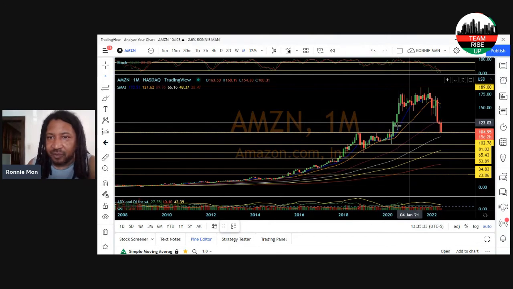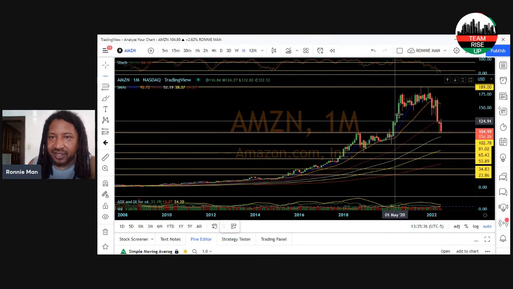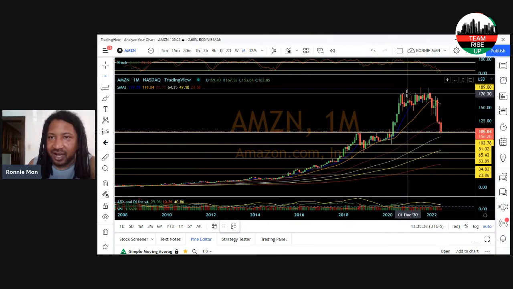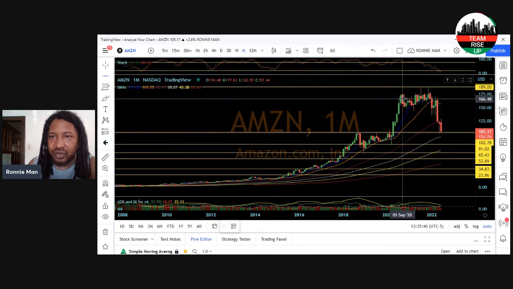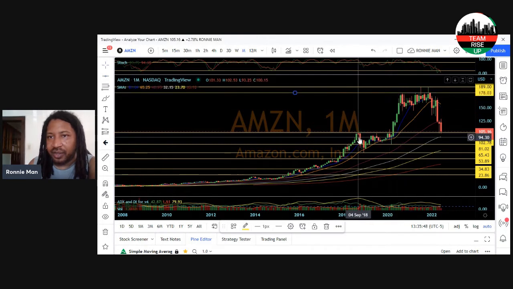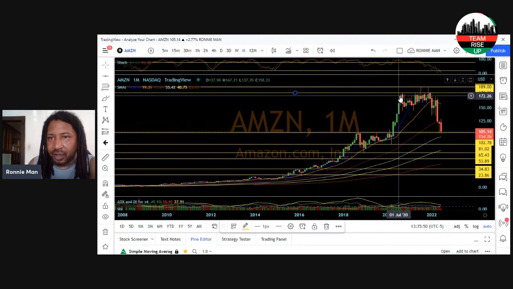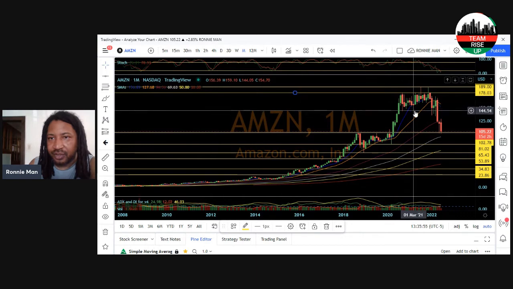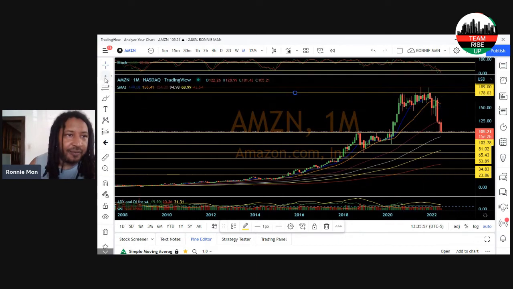So then again, we're steadily creating higher highs, higher highs, higher highs, higher highs. Whoop, we get up here to 177.61. And we're going to put one there. Came back down. Hit a support, hit a support. All right.